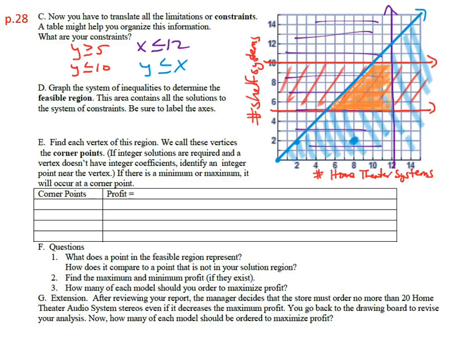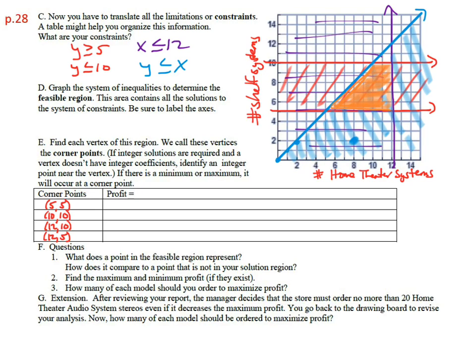So now that we have our feasible region graphed, we want to get those vertices, those corner points. So we can see that we have points at 5, 5, and then at 10, 10, at 12, 10, and at 12, 5. And we want to use that to find the maximum profit.